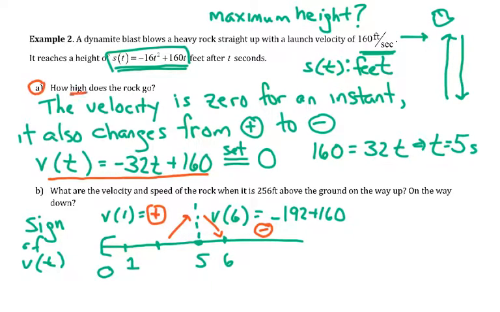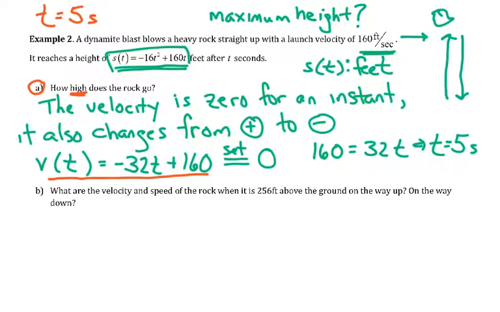So how high does it go? How do we find that? The maximum height happens at t equals 5 seconds. What is the height? For that, we need to plug it into the position function. Okay, so let's find the position at t equals 5. We're not doing this. Scratch that out for now.